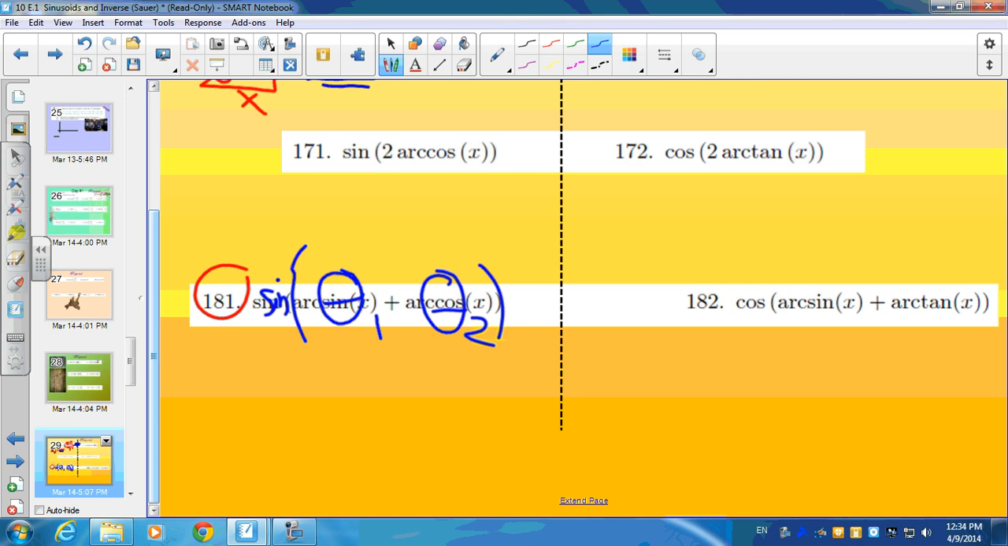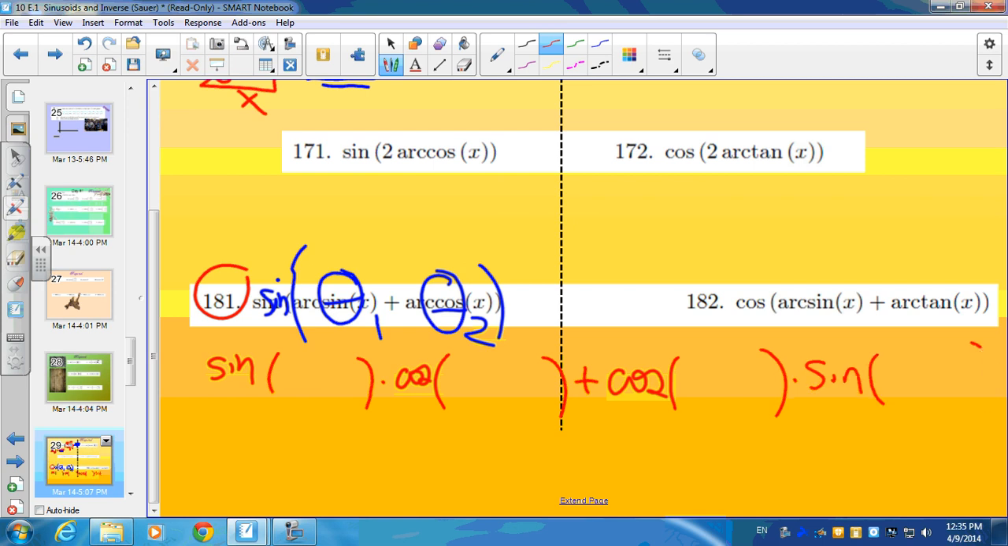Yeah. This one's pretty cool. This is going to be the sine of theta 1 times the cosine of theta 2 plus the cosine of theta 1 times the sine of theta 2. There's your formula. Want to hear the bad news? That makes sense, though, doesn't it?